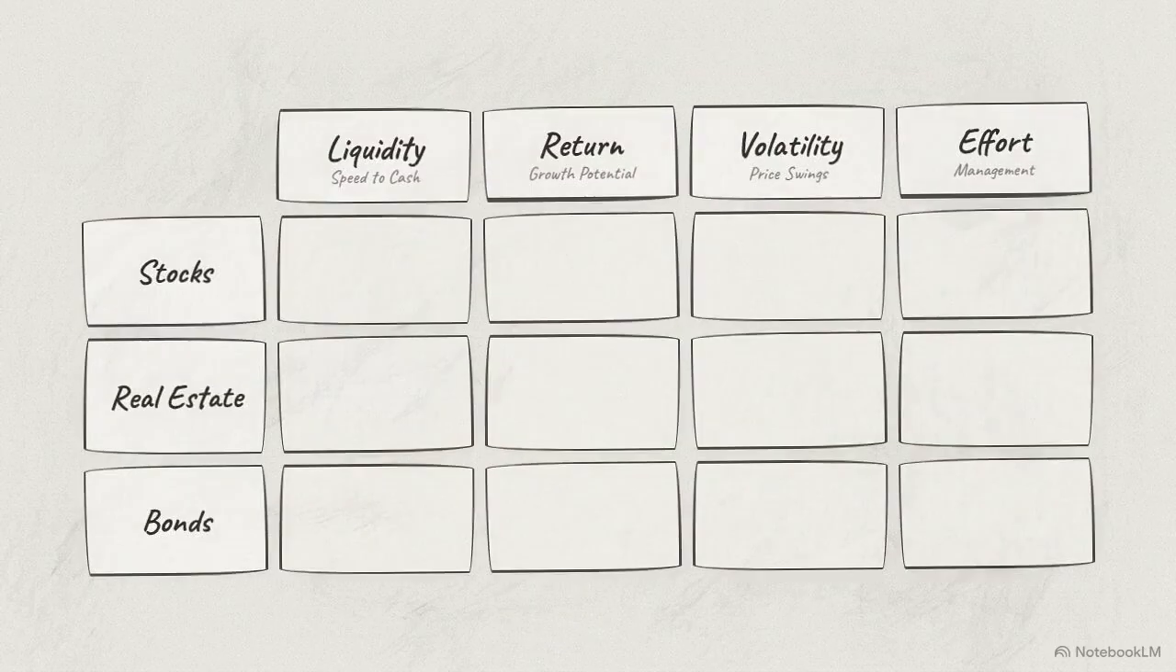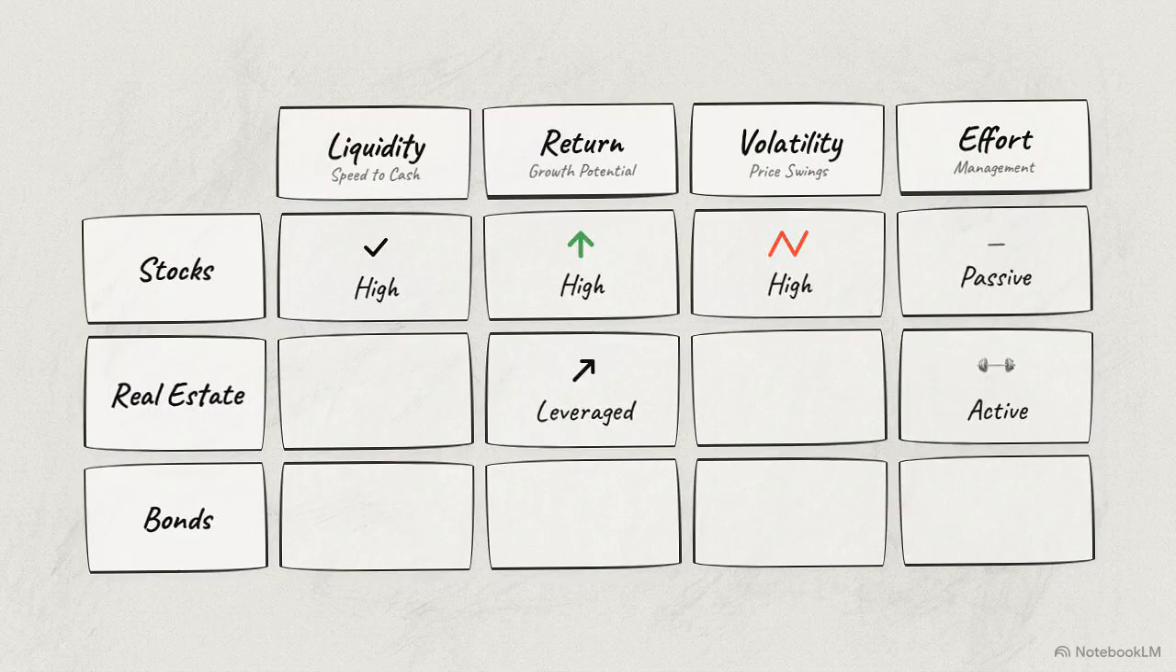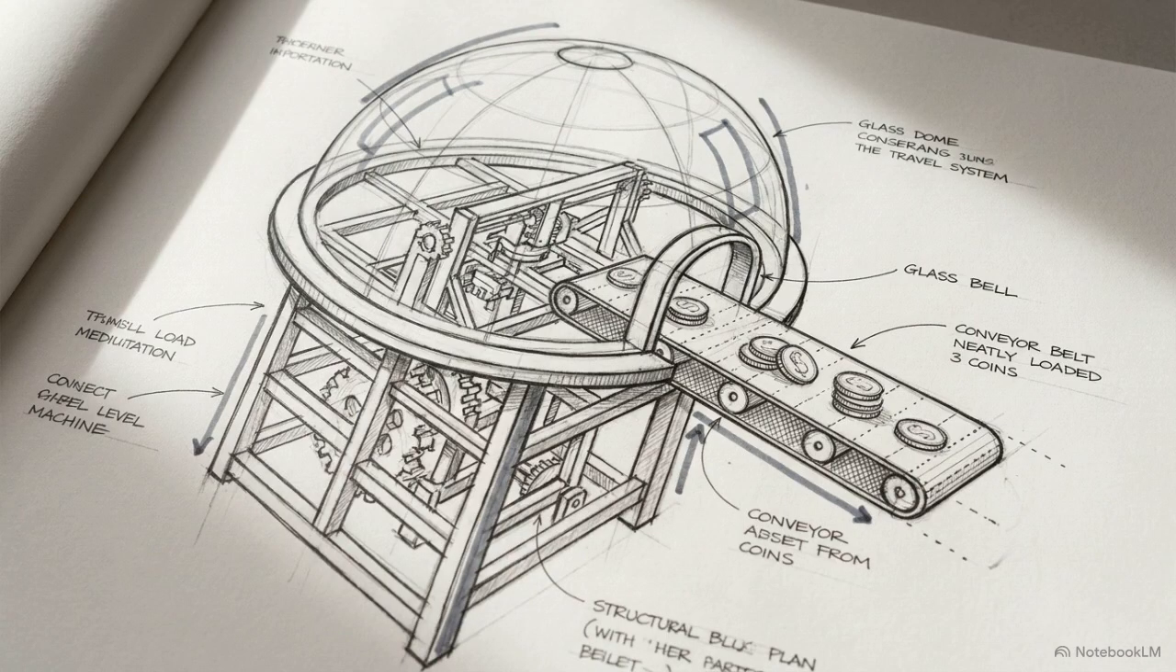This matrix table summarizes the specific trade-offs of the big three. Stocks provide liquidity and return at the cost of volatility. Real estate offers leverage at the cost of effort. Bonds buy you stability by sacrificing return. Total portfolio mastery relies on building an automated, diversified machine that outpaces inflation while you sleep.